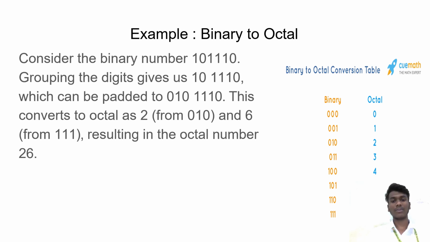Consider the binary number 101110. Group the digits, which gives us 101110, which can be padded to 0101110. This converts as 2 from 010 and 6 from 111, resulting in the octal number 26.